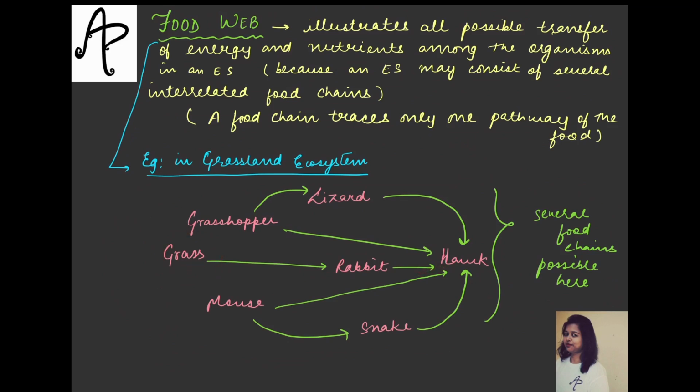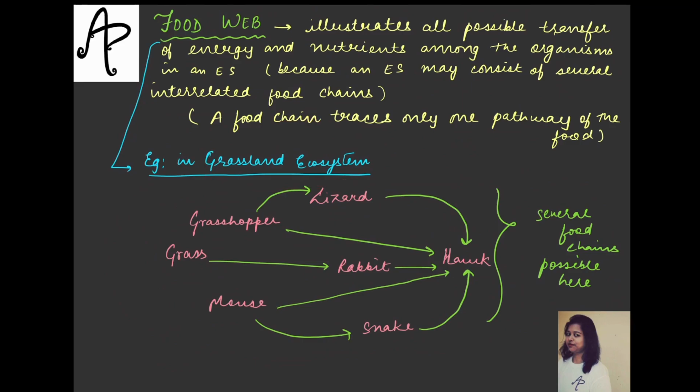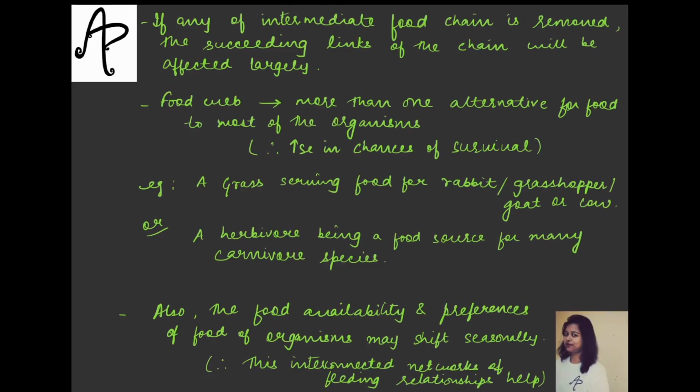The arrows will itself indicate that to you, so I think it should be clear. Another would be, let's say there is grasshopper. So grasshopper is being eaten by lizard, lizard is eaten by hawk, or grasshopper may be directly eaten by hawk, or mouse may be directly eaten by hawk, or mouse is being eaten by snake, snake is being eaten by hawk. Okay, all of these possibilities can be there. So when we see all of these possibilities, we understand that it is interrelated, because all these organisms that you're seeing here will be found in the grassland ecosystem. So it will be interrelated, and all possible transfers we can find from here.